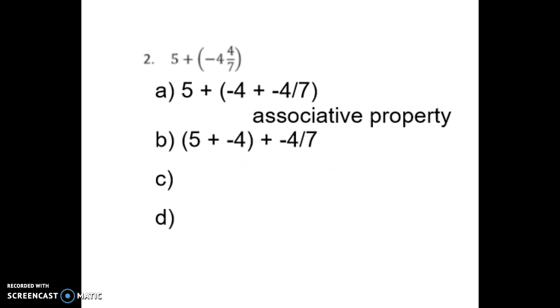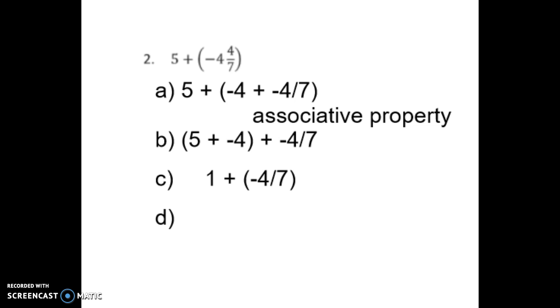So what I really like to do for step B is to group together my 5 and my negative 4 because this is going to be an easier addition problem. So now for letter C, if I have my parentheses around the 5 and the negative 4, and I add together the 5 and the negative 4, well, I'll move right on the number line 5 spaces, and then adding a negative 4, I'll move back to the left 4 spaces, which means my answer to this parentheses problem is 1. I still have my negative 4/7.